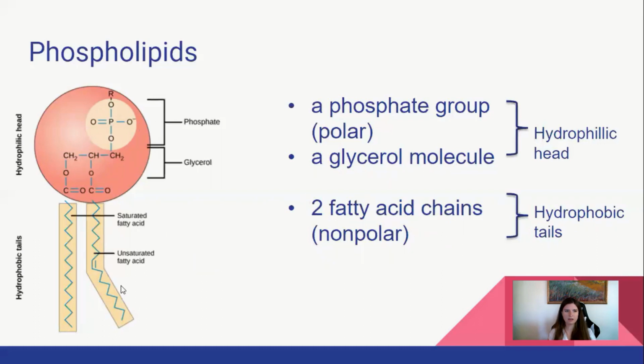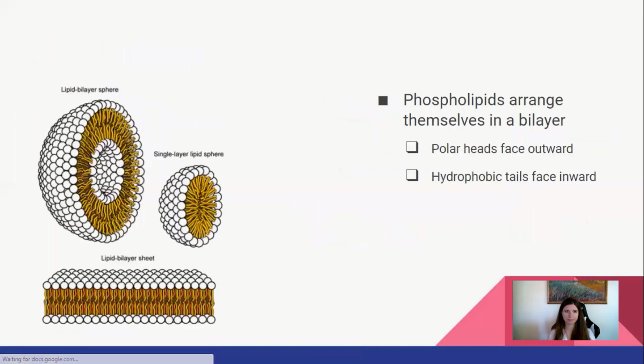Our other end of the phospholipid is our hydrophobic portion. So these 2 fatty acids, which can be either saturated or unsaturated, doesn't matter, so straight or bent, are going to repel water. They're afraid of water. And that's because they're non-polar. So they're just made up of a bunch of carbon and hydrogen linked together. There are no charges in that region of the phospholipid.